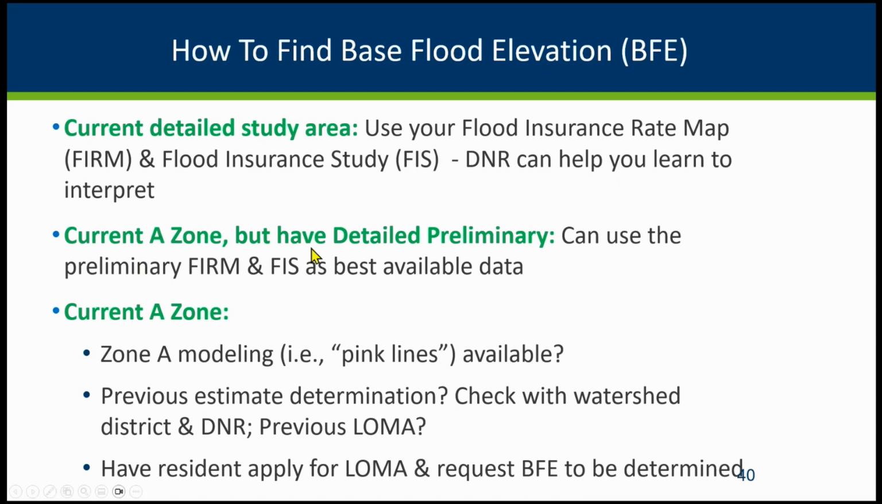For A zones where they've got some preliminary detailed study, that can be used as best available data once the preliminaries are out. And for the A zones, we've got a lot more information available now than we did certainly more than 10 years ago. Our pink lines, and we might have data at the watershed or community level, or DNR might have some draft data that can be used. So you can check with DNR if there's no pink lines available on our public sites.